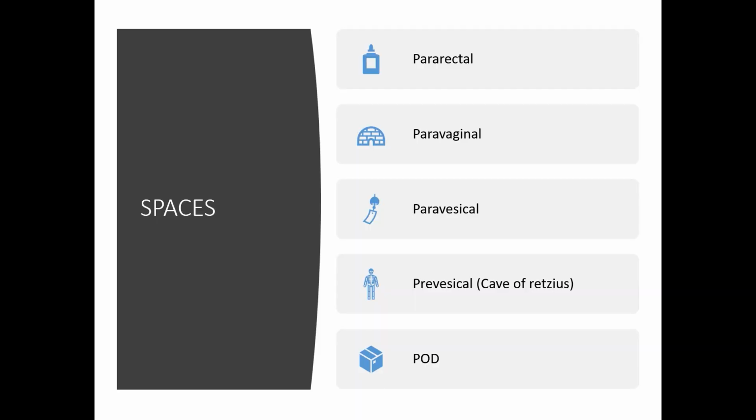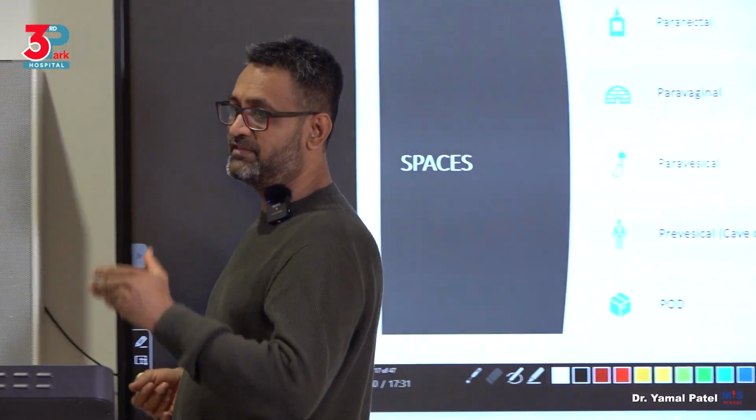So we have these spaces: pararectal, in pairs, left and right; paravesical, left and right; prevesical, in front, single; pouch of Douglas, behind, single; and another one called retrorectal, or presacral, which is behind the rectum, single. So some of these are single, and others are paired.